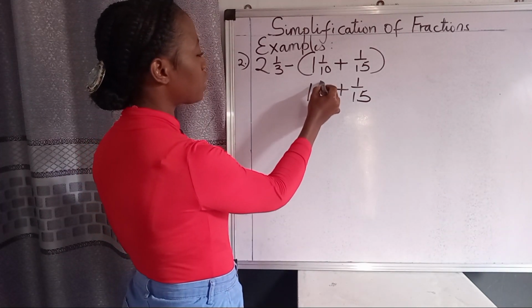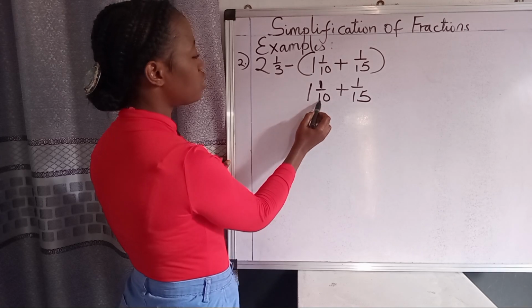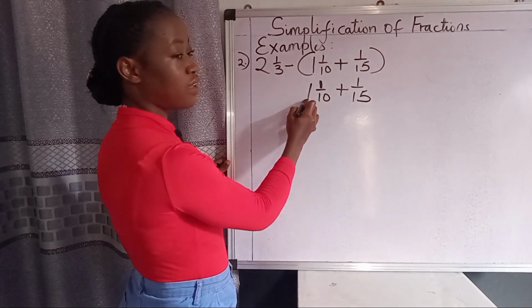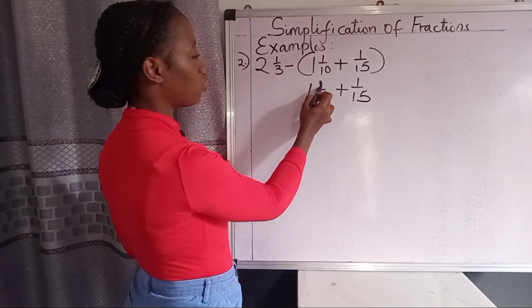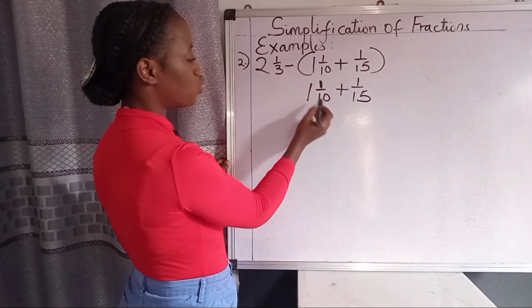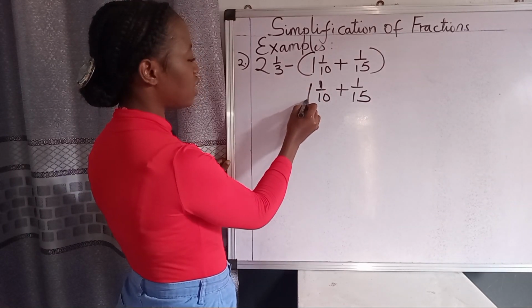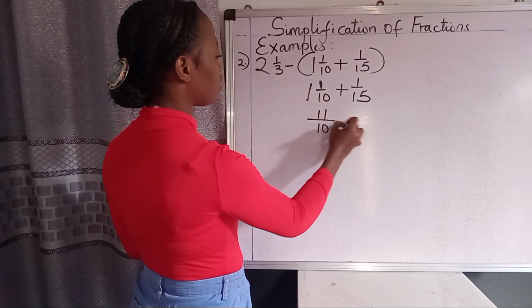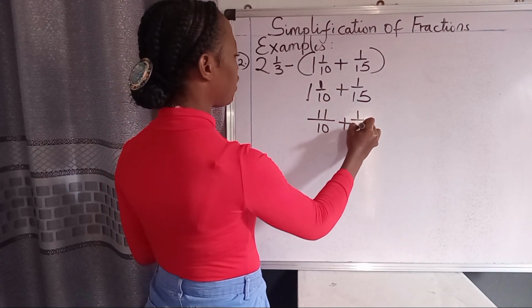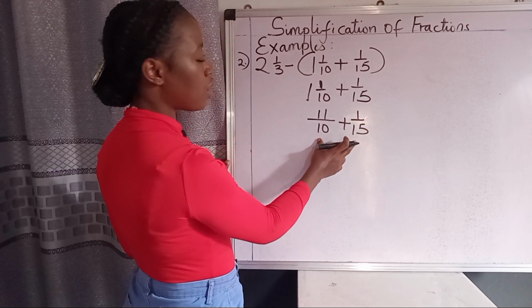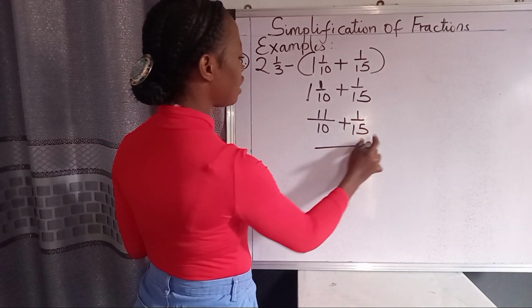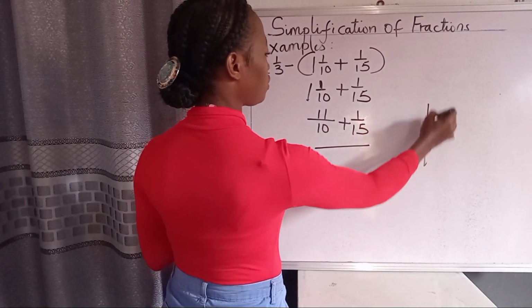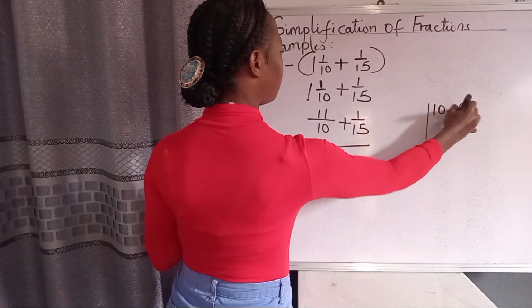Now to change a mixed number to an improper fraction, you use the denominator, multiply by the whole number, and whatever you get, you add it to your numerator over the denominator. So 10 times 1 is 10. 10 plus 1 is 11. So I have 11 over 10 plus 1 over 15. Now these are unlike fractions, therefore I need to find the LCM of 10 and 15.